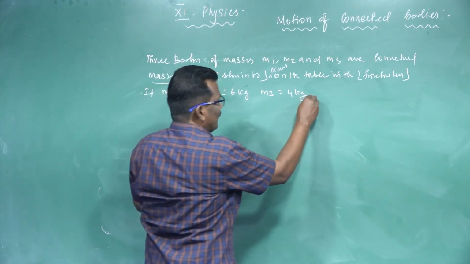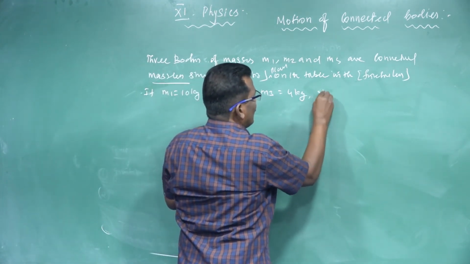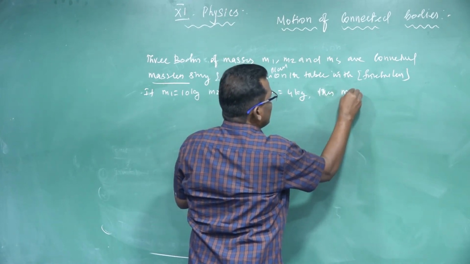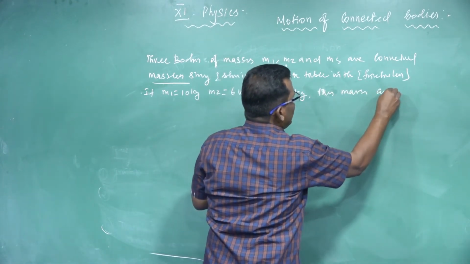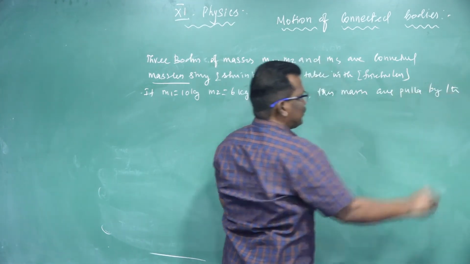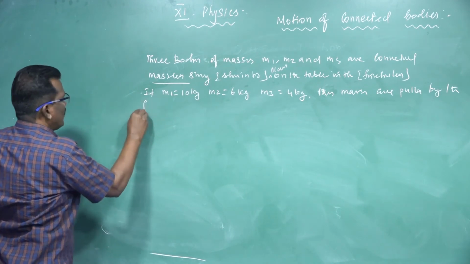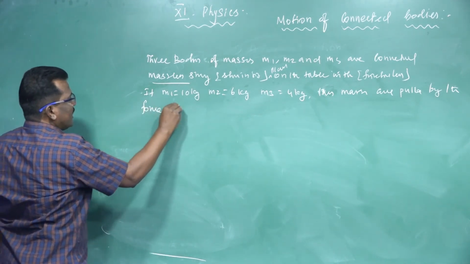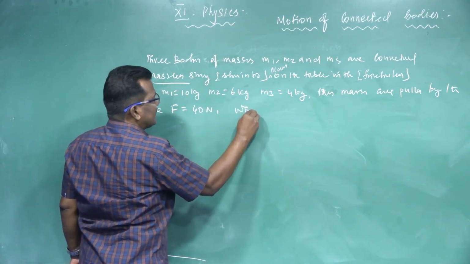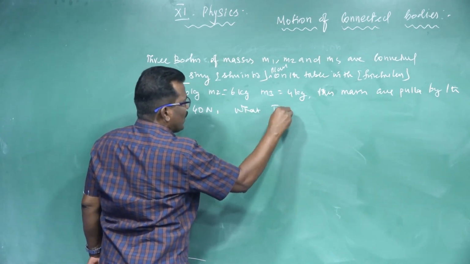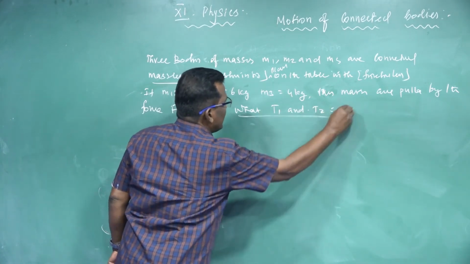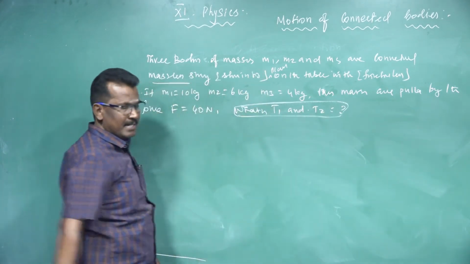These masses are pulled by a force F is equal to 40 Newton. What is T1 and T2?